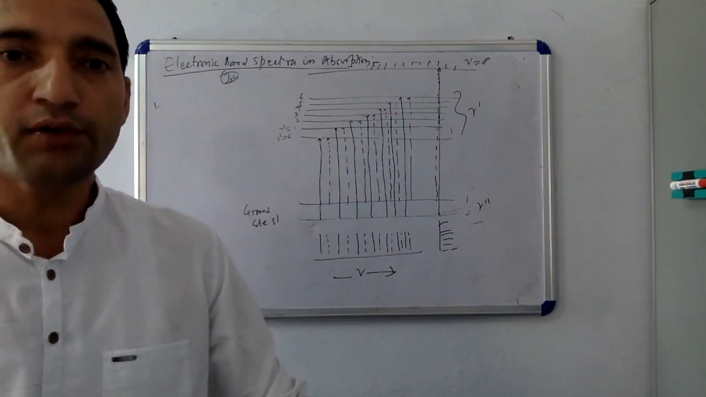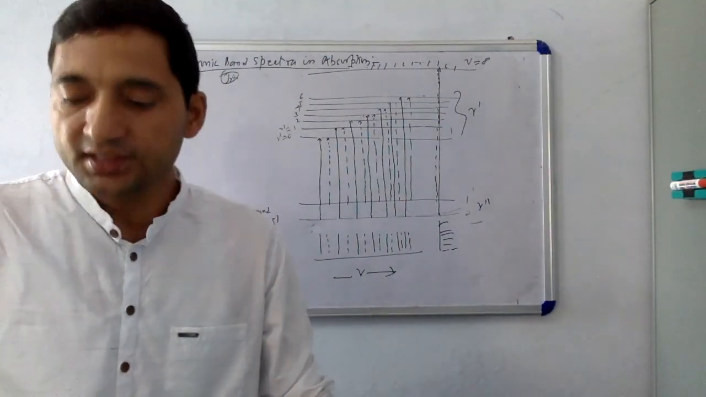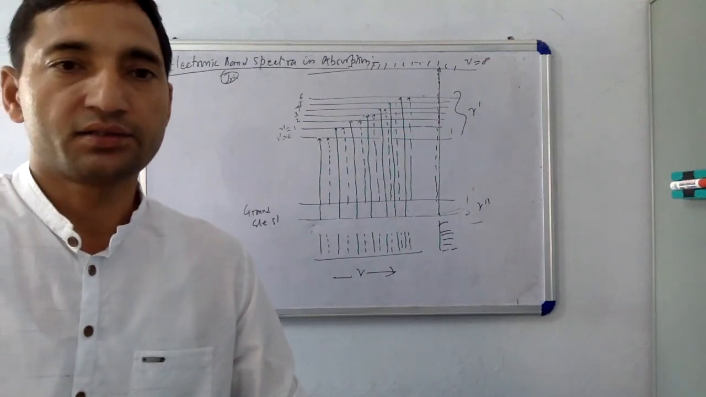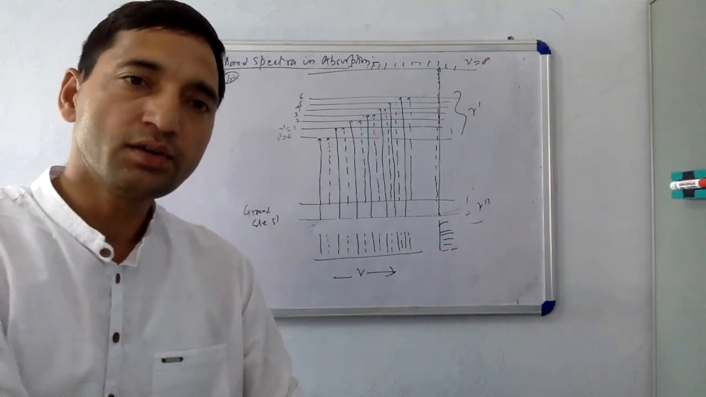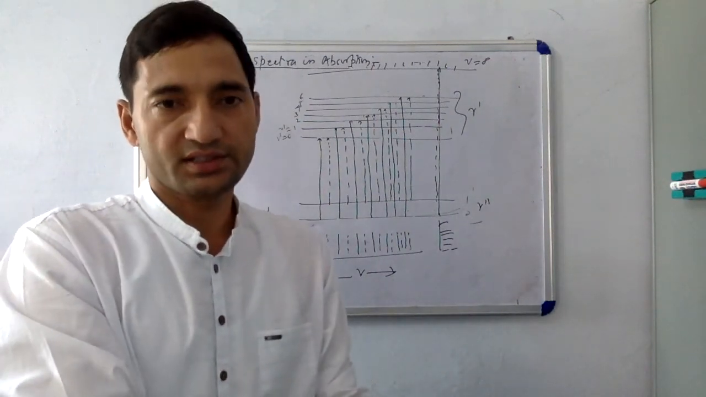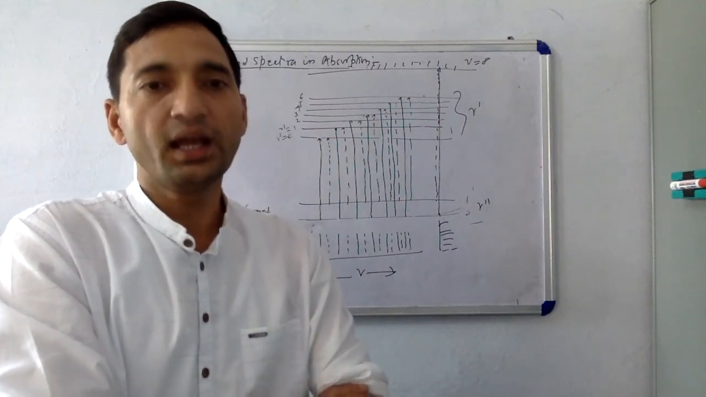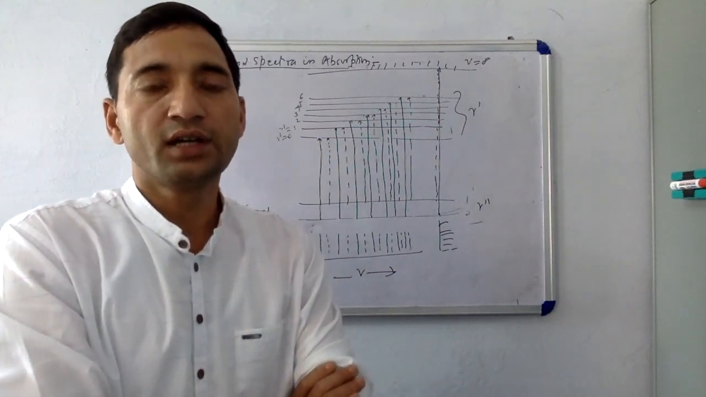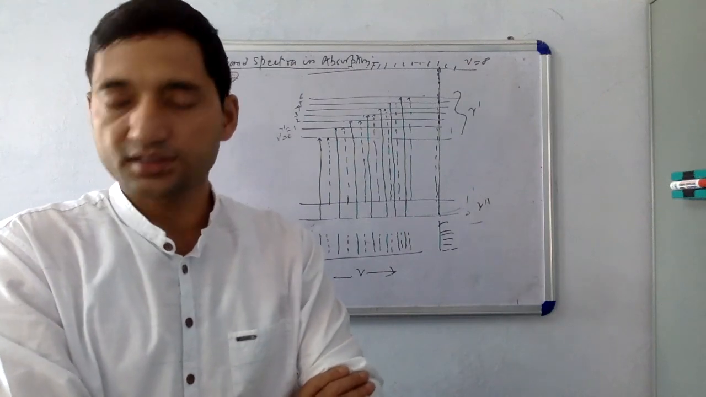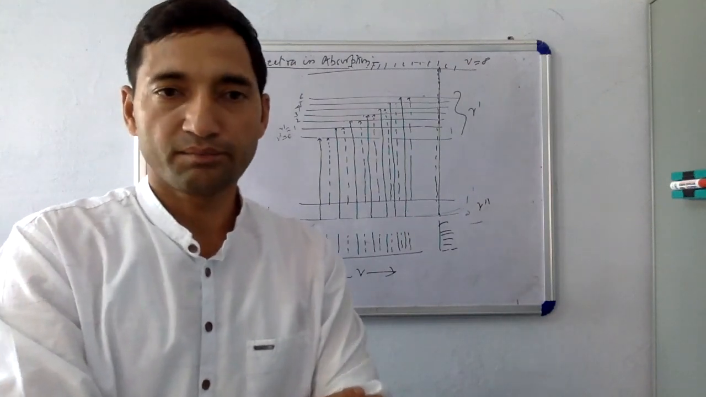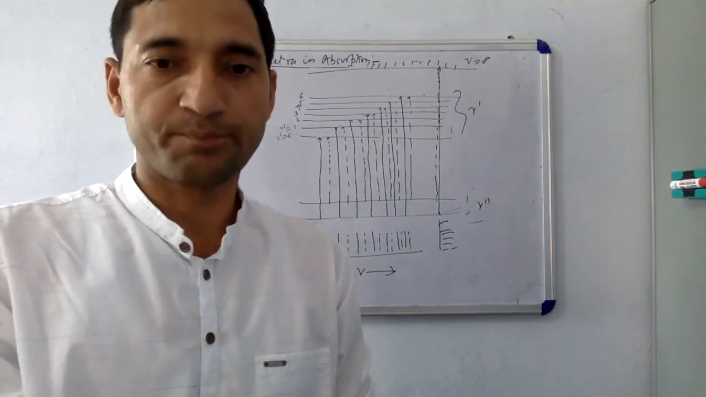Now, tomorrow I will be discussing the rotational structure of the electronic band. This is the vibrational band, because in this case we have ignored the rotational structure of the electronic band spectra, and tomorrow we'll be considering the rotational structure of electronic bands. Thank you.